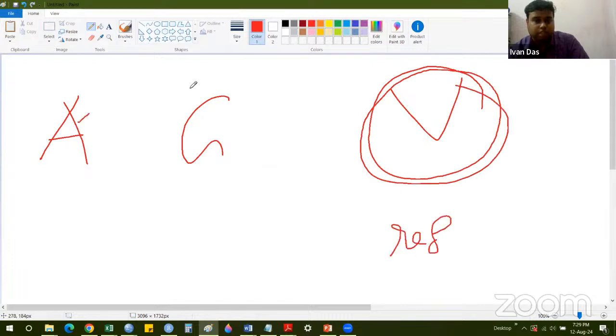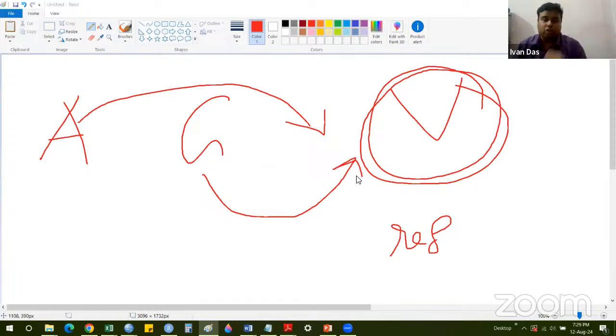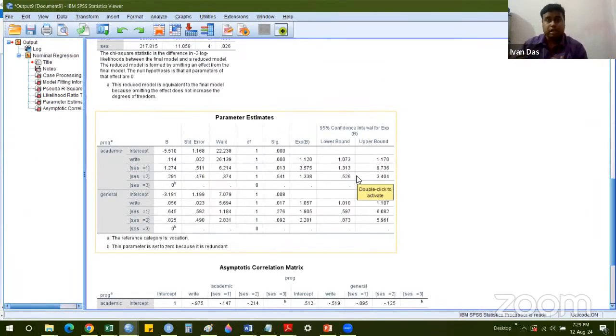So the A will be checked in the light of vocation. The G will also be checked in the light of vocation because V was kept as the reference variable. That is why the V is not here, because I am basically telling the academic and the general with respect to the V. So how can it be here? That is why only academic and general are given, and the vocation is not given because it is the reference category. Like I told you in the last class, we will ignore the intercept one. First, let us interpret the academic one.